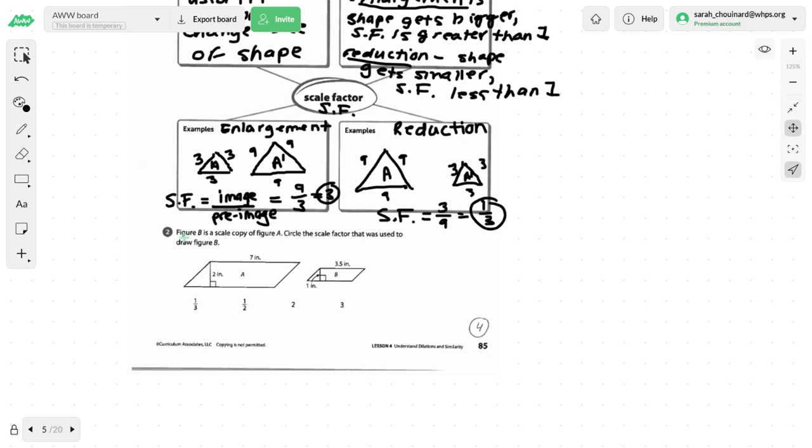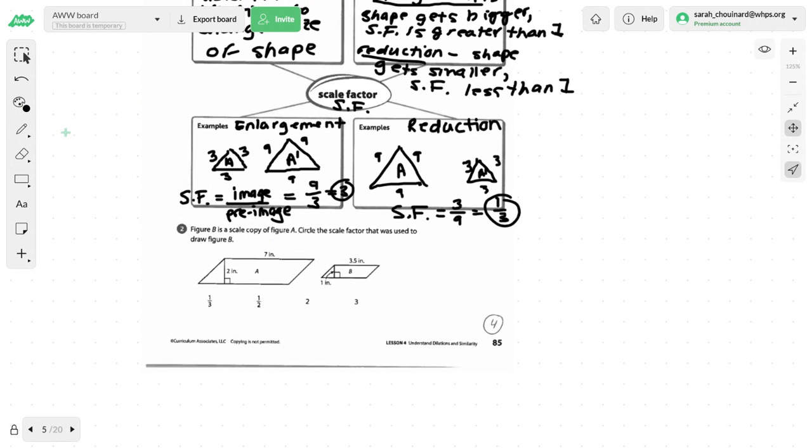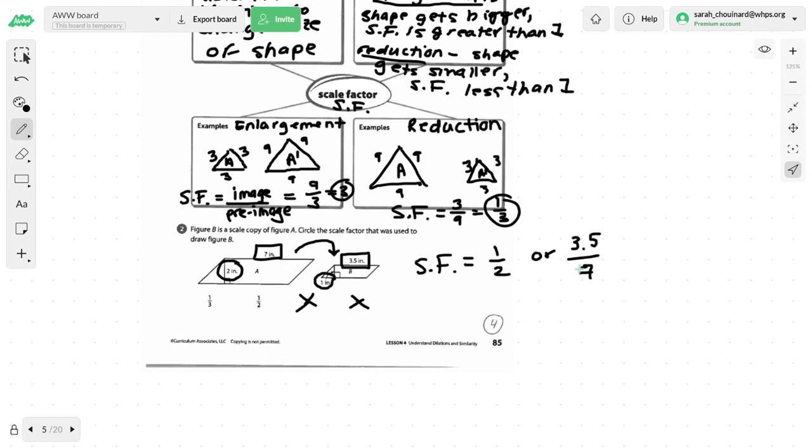So if I look here, figure B is the scale copy of figure A. So we know that this is a reduction because I'm going from here to here and getting smaller. So it's not 2 or 3. So to figure it out, I'm going to do image divided by pre-image. So the scale factor is image divided by pre-image, 1 divided by 2, or I could do it the other way, 3.5 divided by 7. Either way, the scale factor is a half. That's the reduced form.